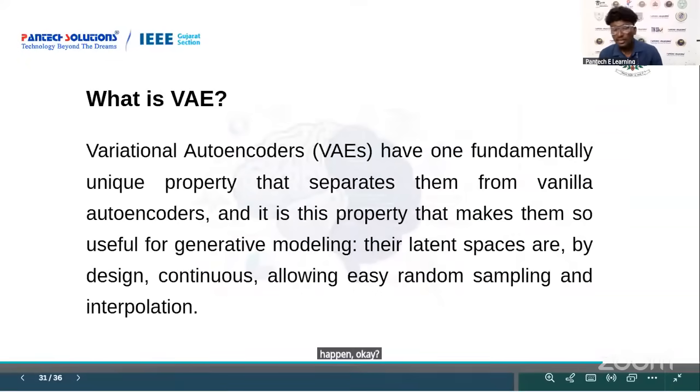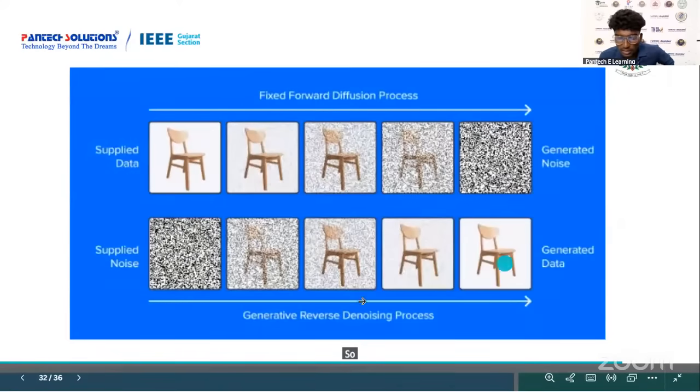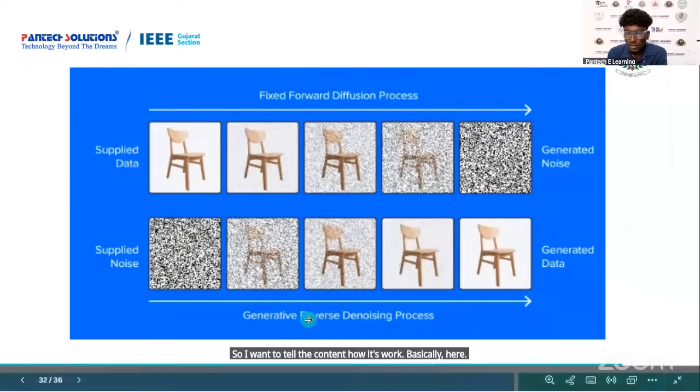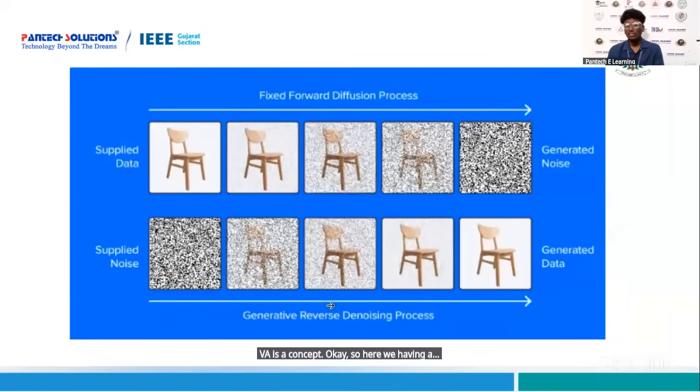And the second concept is VAE, variational autoencoder. I'll also explain how it works. Basically, VAE is a concept where we have noise, meaning unclear noise, like pixels.